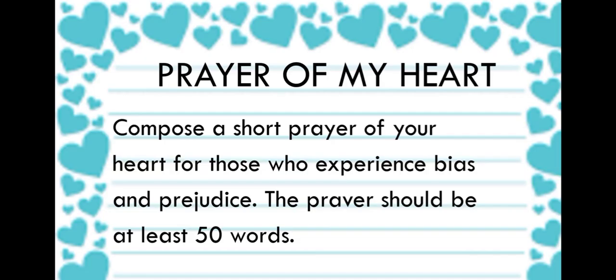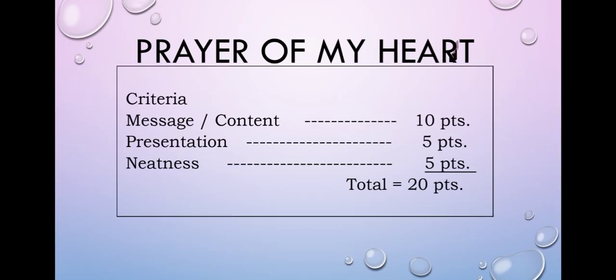Now, this is for your performance task, and it is going to be a prayer of your heart. Kindly compose a prayer of your heart for those who experience bias and prejudice. The prayer should be at least 50 words. And on the next slide, you will see the rubrics or the criteria on how you are going to be scored.